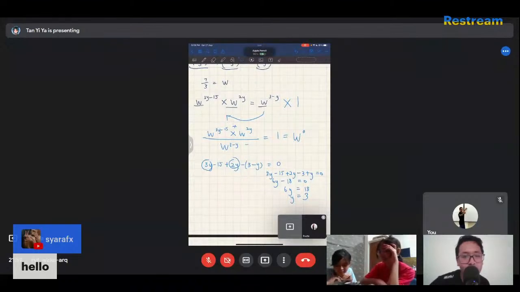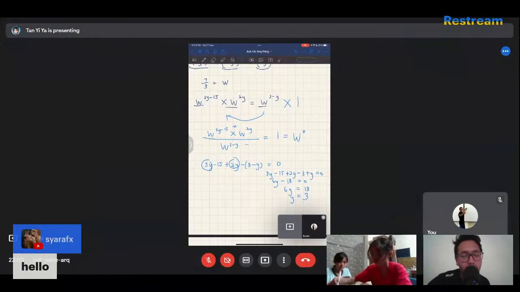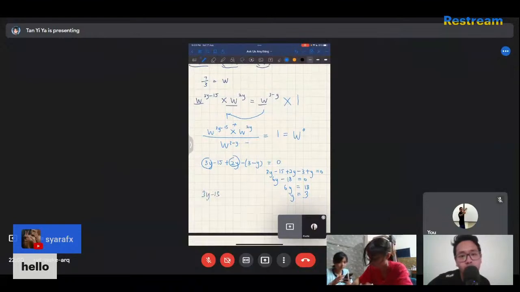W to the power of 3y minus 15 times w to the 2y equals w to the power of 3 minus y. Before you times the powers, I can also do it this way. On the left hand side, I can make it plus. It becomes w to the power of 3y minus 15 plus 2y, equals w to the power of 3 minus y, with the w as well.